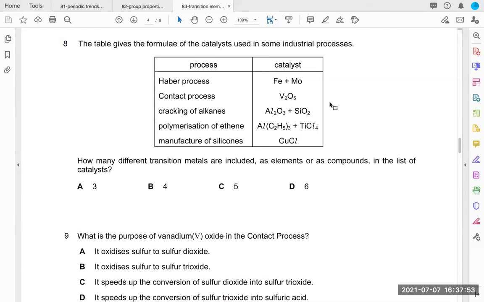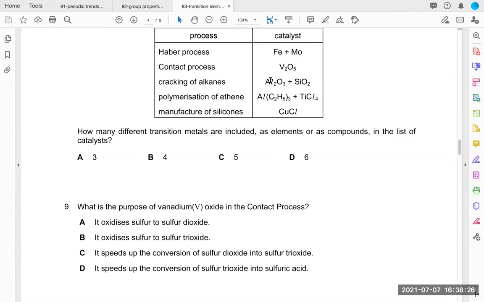The table gives the formula of catalyst used in some industrial process, as you can see over here. So in fact, I would suggest that you memorize most of these. For polymerization, you don't need to know this. Same for cracking, you don't need to memorize this. You just need to remember that you have Haber process and contact process, and that's the one you're required to use. How many different transition metals are included? So you can see that iron is a transition metal, molybdenum, vanadium, aluminum is not, copper is, titanium is. So whichever they are, just count.